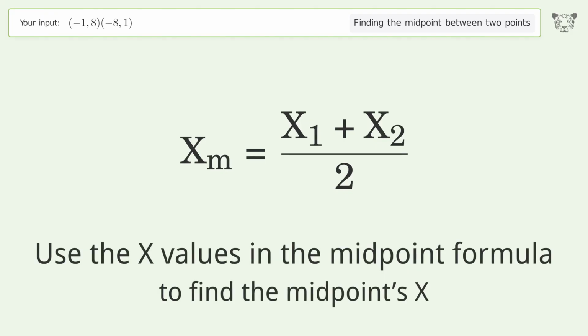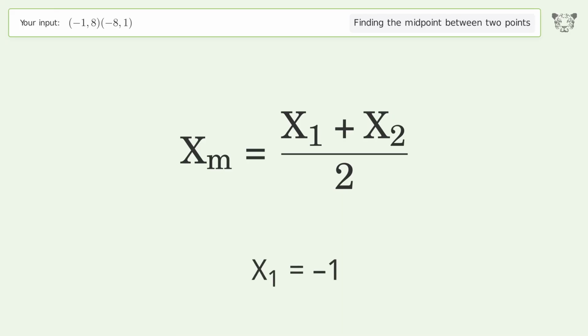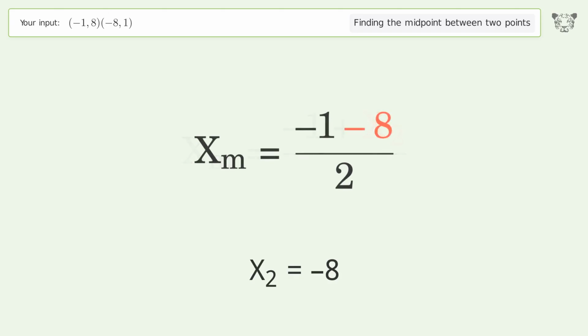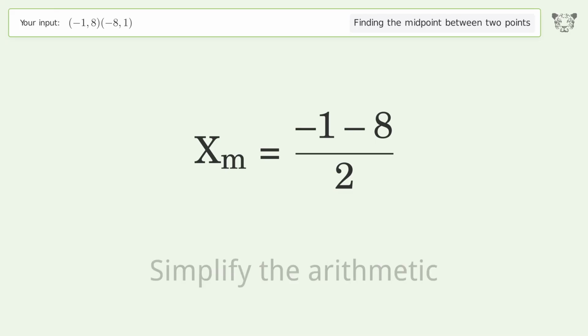Use the x values in the midpoint formula to find the midpoint's x. x1 equals negative 1. x2 equals negative 8. Simplify the arithmetic.